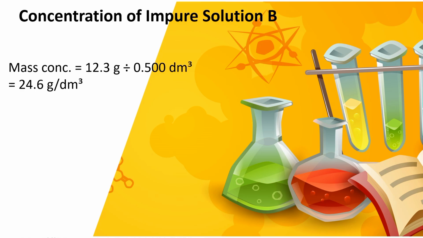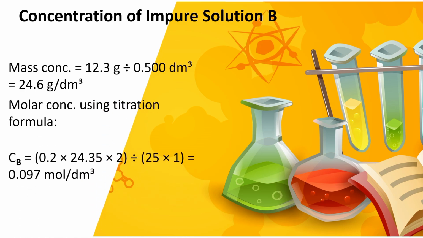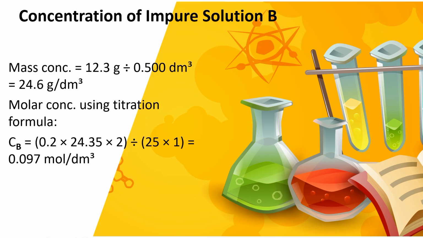4. Concentration of solution B in mole per dm cube using the titration formula. CAVA over CBVB equals NA over NB, so CB equals CA times VA times NB over VB times NA. Solving for CB equals 0.2 times 24.35 times 2 over 25 times 1. CB equals 0.097 moles per dm cube.